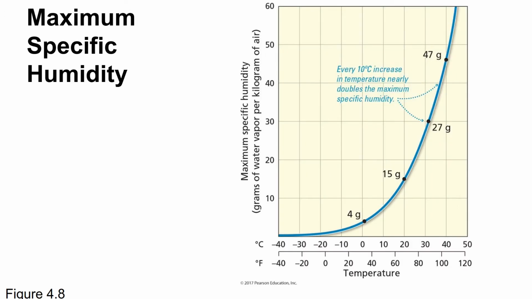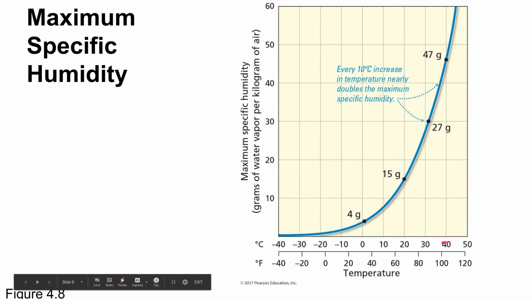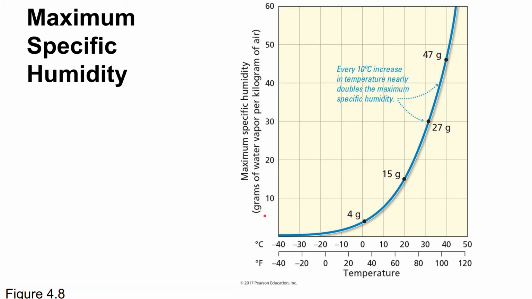So this is a chart of maximum specific humidity. Every place on this line is the maximum water vapor possible at that temperature. So across the bottom, negative 40 Celsius, negative 30, negative 20, negative 10, 0, 10. It's got temperatures in Celsius and in Fahrenheit. And along the left-hand side, it has grams of water vapor per kilogram of air. And there's a handy note that says every 10 Celsius increase in temperature just about doubles the maximum specific humidity.